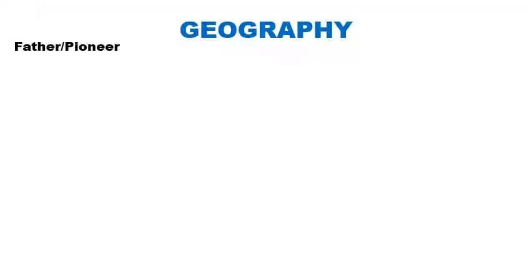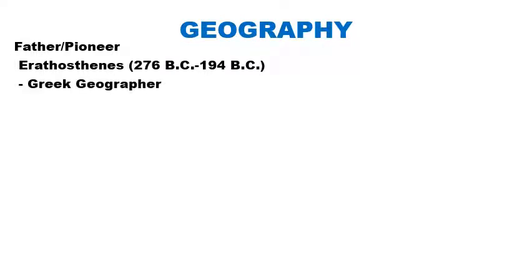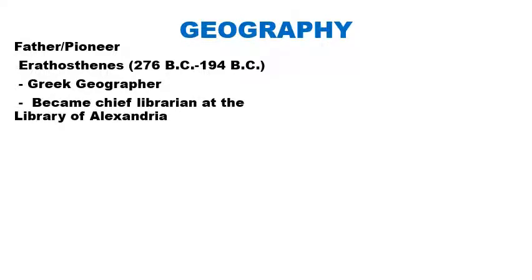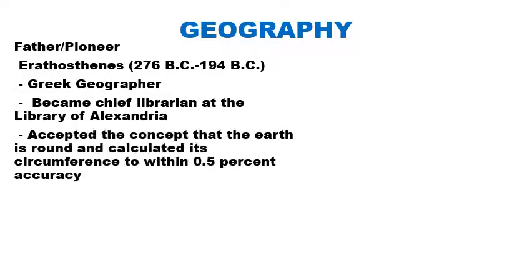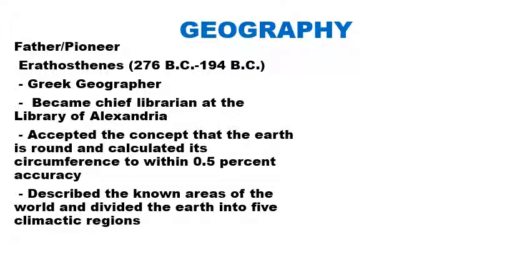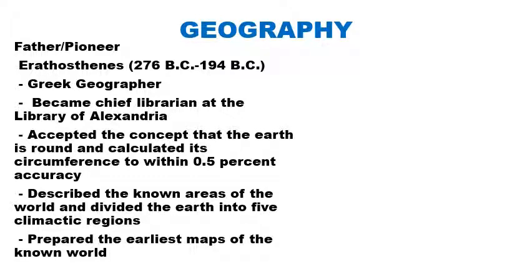Geography. The father and pioneer of geography is Eratosthenes. He is a Greek geographer, became chief librarian at the Library of Alexandria, accepted the concept that the Earth is round and calculated its circumference to within 0.5% accuracy, described the known areas of the world, and divided the Earth into 5 climatic regions, prepared the earliest maps of the known world, founded scientific chronology.